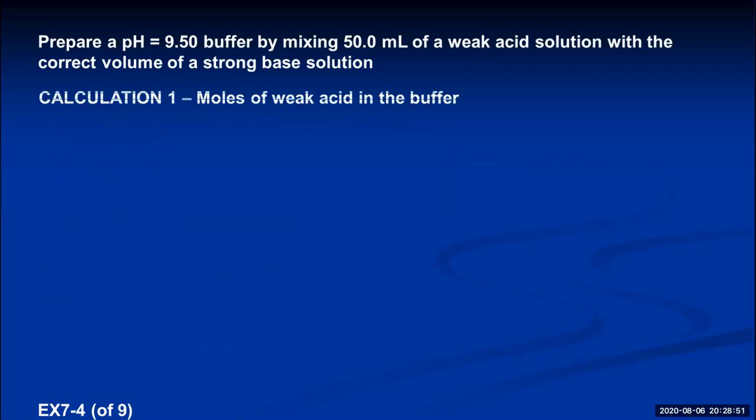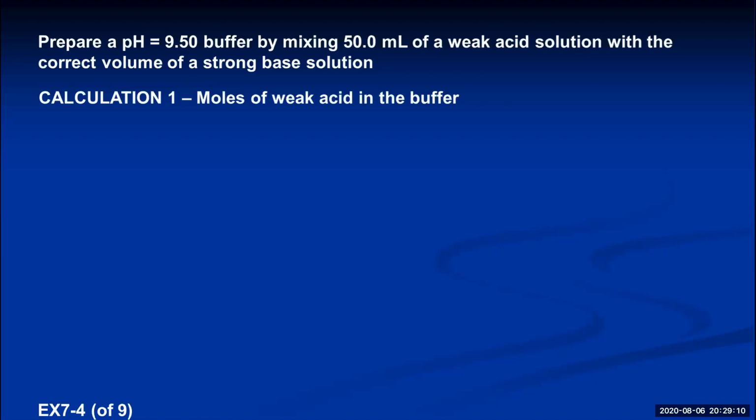So let's go to the calculations we need to do. In the Henderson-Hasselbalch equation, we know what the pH is. It's going to be 9.50. We know what the pKa of the ammonium ion is. It's 9.25. We've got to calculate all the values in our log term, and one of those values is the moles of the weak acid in the buffer.